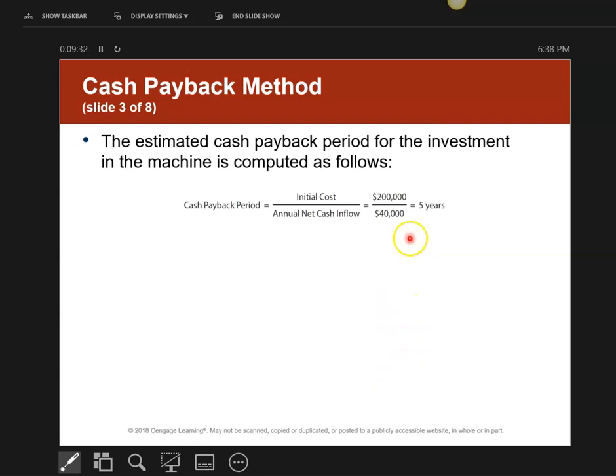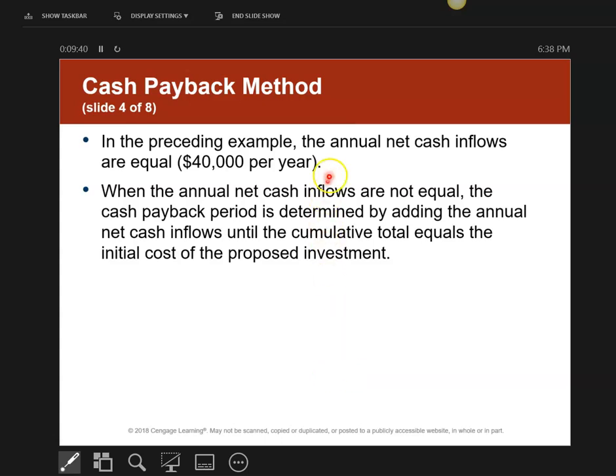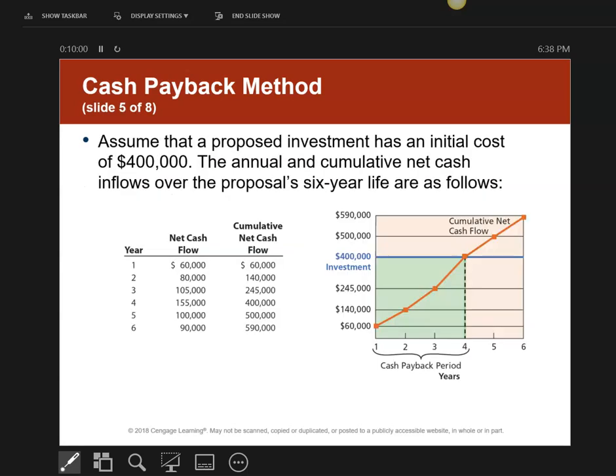Now, we just looked at something here. The $40,000 here is going to be the same every single year, according to what we've seen on the previous screen. So we need to talk about that. When the cash flows are equal, that's how we're going to do it. However, what happens if my cash flows are not equal? That means every year it's going to be a different amount. So we have to run what we call a cumulative total.